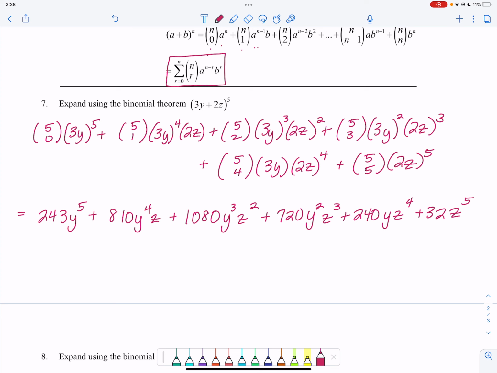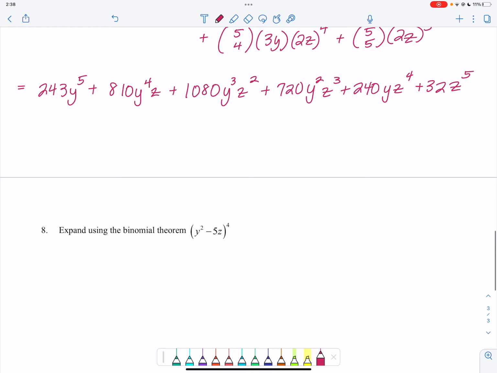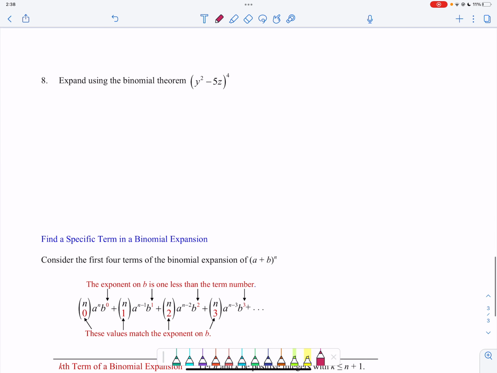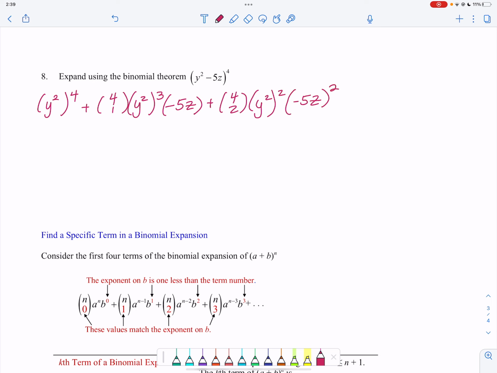And let's try one more. We're going to expand y squared minus 5z to the fourth power. So we'll begin with y squared to the fourth power. Of course, that's 4 choose 0, but we wouldn't write that. Plus 4 choose 1, y squared, all cubed, times negative 5z to the first power, and so forth. And we'll square negative 5z.